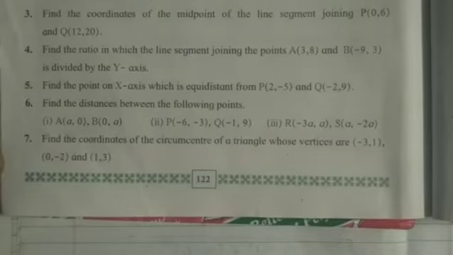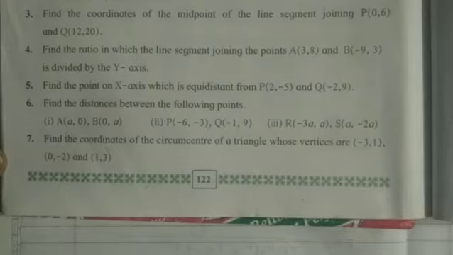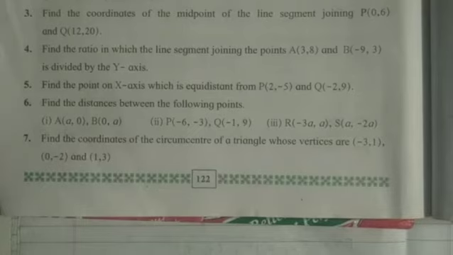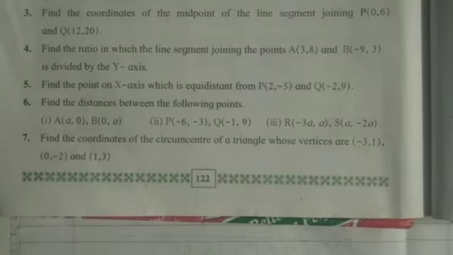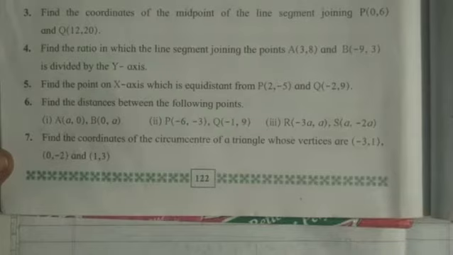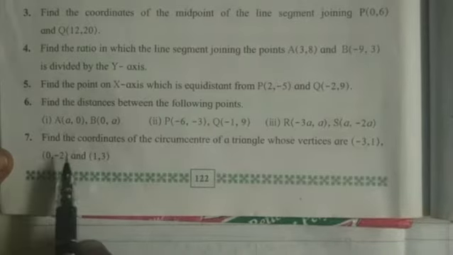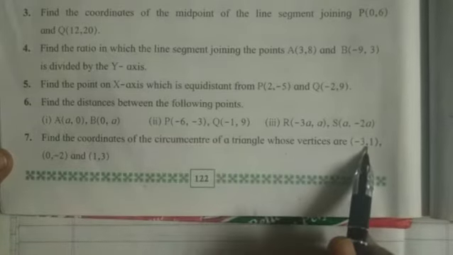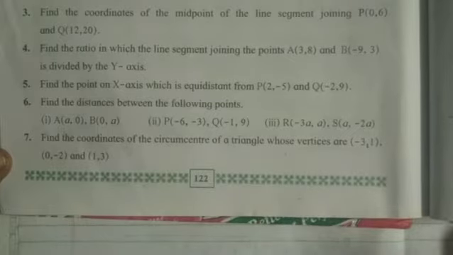Hello student, in the last video we learned up to question number 6 in problem set 5. Now in this video we are going to learn how to solve the next question, question number 7 in the problem set. See question number 7: find the coordinates of the circumcenter of a triangle whose vertices are given: (-3, 1), (0, -2), (1, 3).